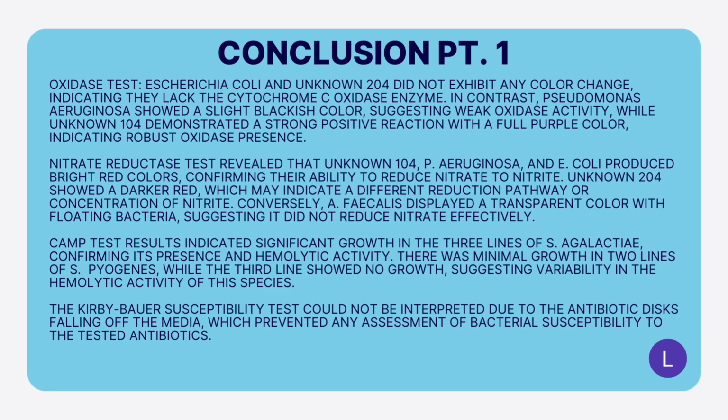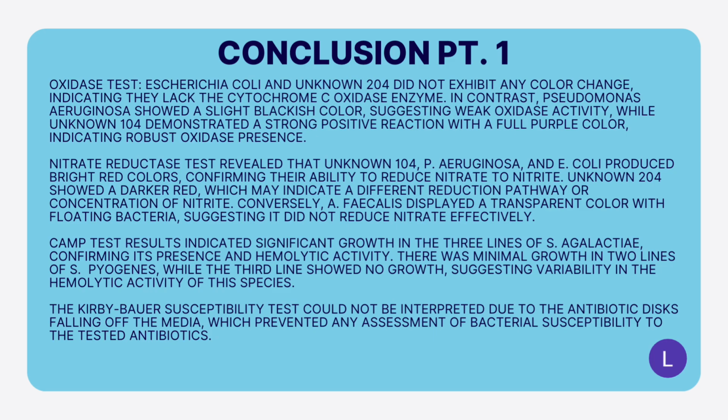For the nitrate reductase test, we can see that unknown 104, P. aeruginosa, and E. coli produce bright red colors, confirming their ability to reduce nitrate to nitrite. Unknown 204 showed a dark red, which may indicate a different reduction pathway or concentration of the nitrite. Conversely, A. faecalis displays a transparent color with floating bacteria, suggesting it did not reduce nitrate effectively.